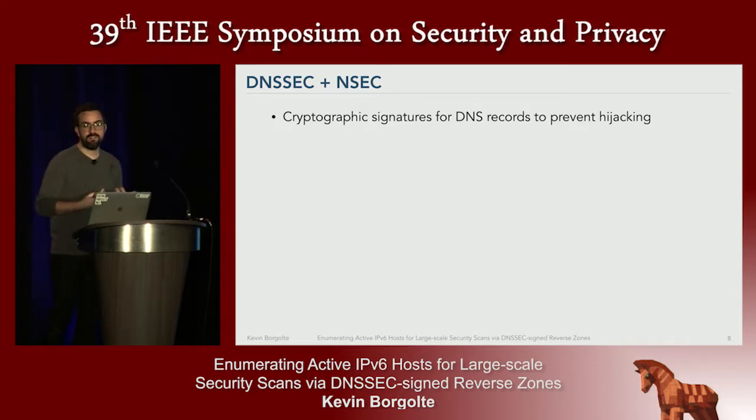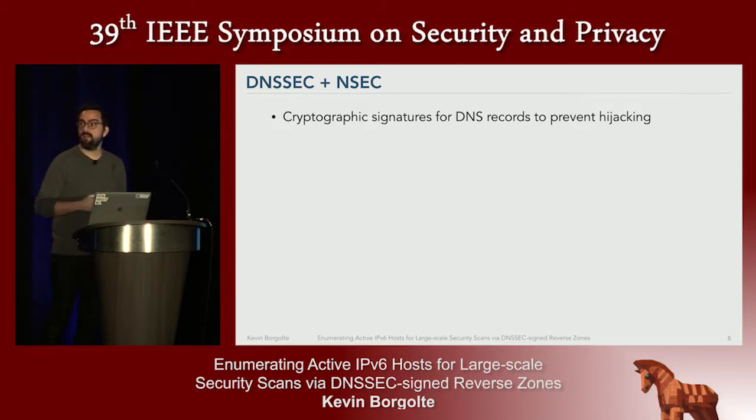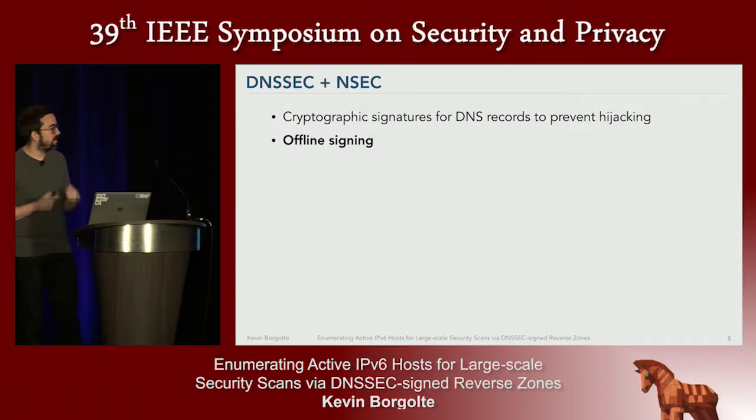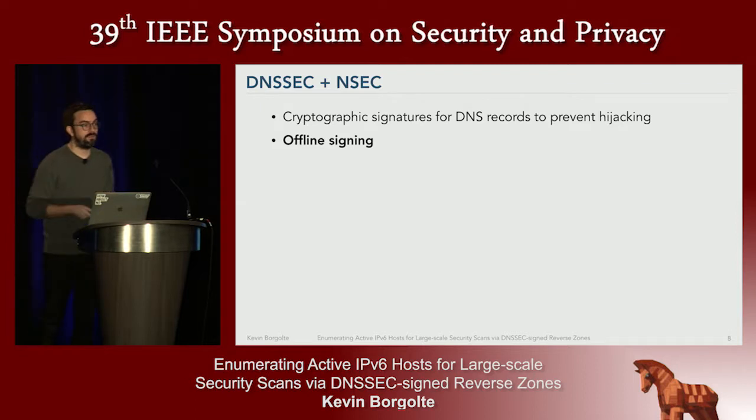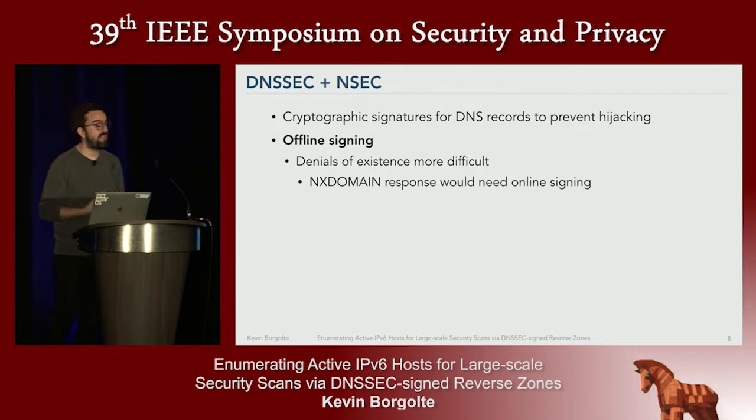So DNSSEC basically introduces cryptographic signatures for DNS records so that you can prevent hijacking, which your ISP might be doing to inject, for example, ads. But most importantly, DNSSEC encourages you very strongly to use offline signing. That's the thing they say specifically in the RFC: you should be using offline signing. But if you use offline signing in the case of DNS, this makes denial of existence of records significantly more difficult. A denial of existence is basically just an NXDOMAIN.